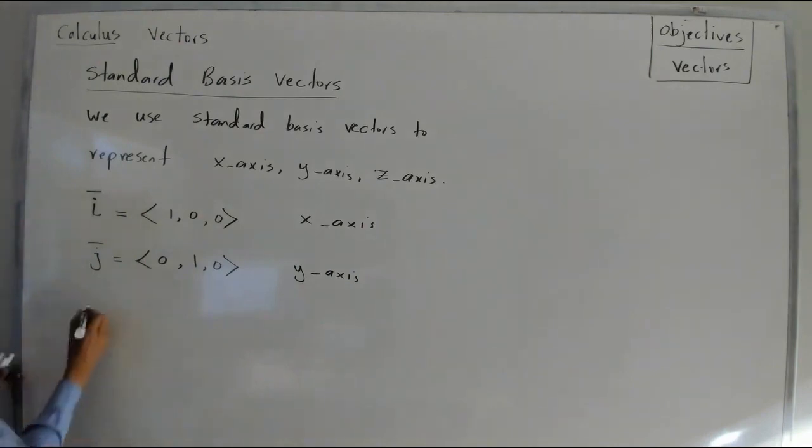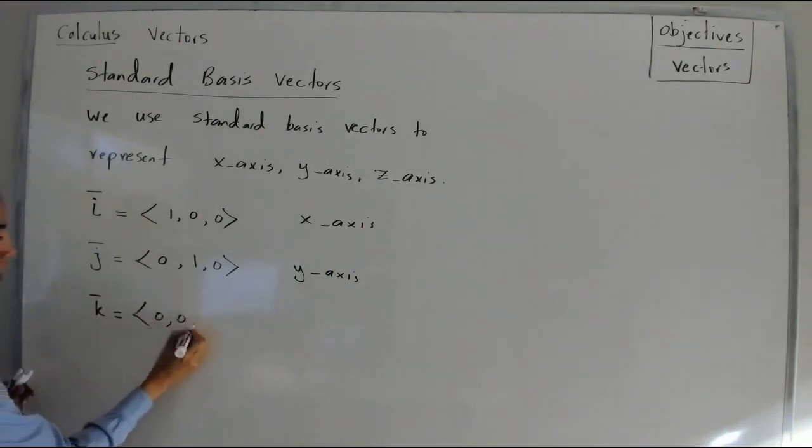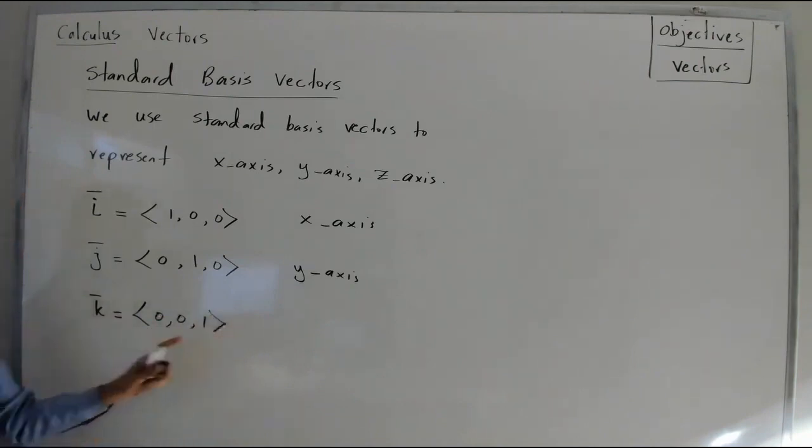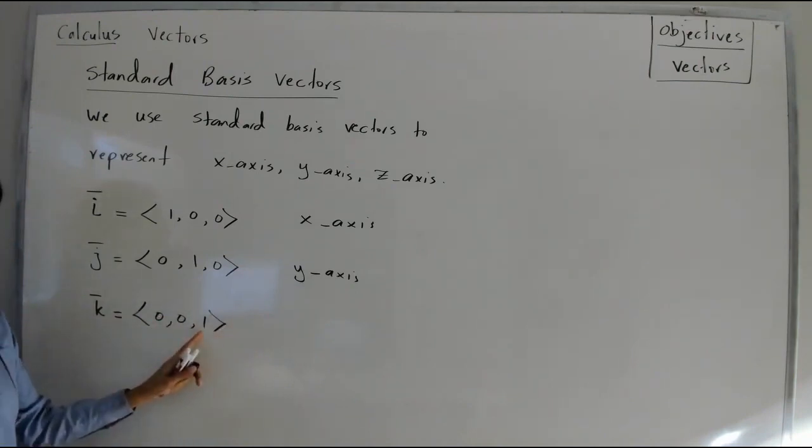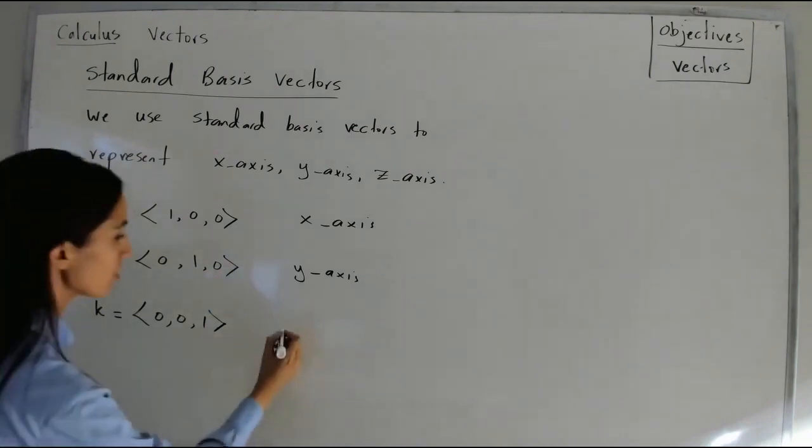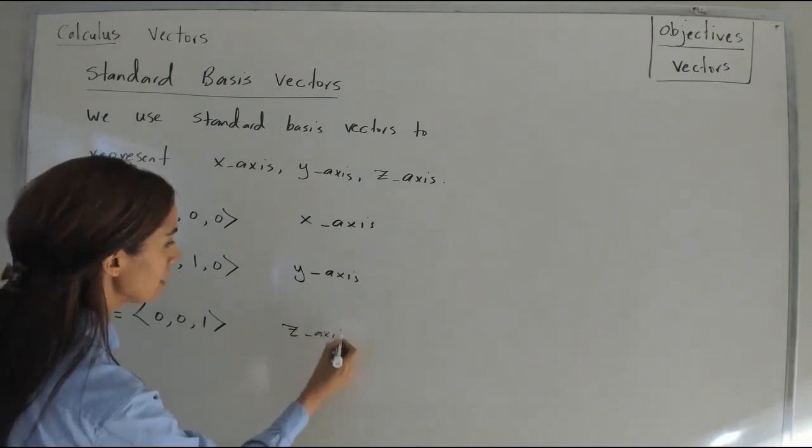And finally for z-axis we're going to use k, which is 0, 0, and 1. The only component which is non-zero is the last component, and it is 1. So representing z-axis.